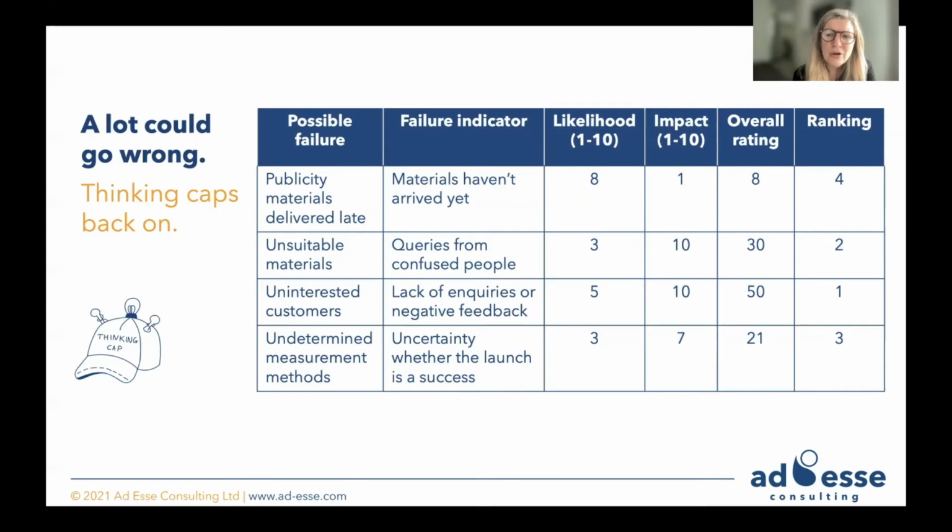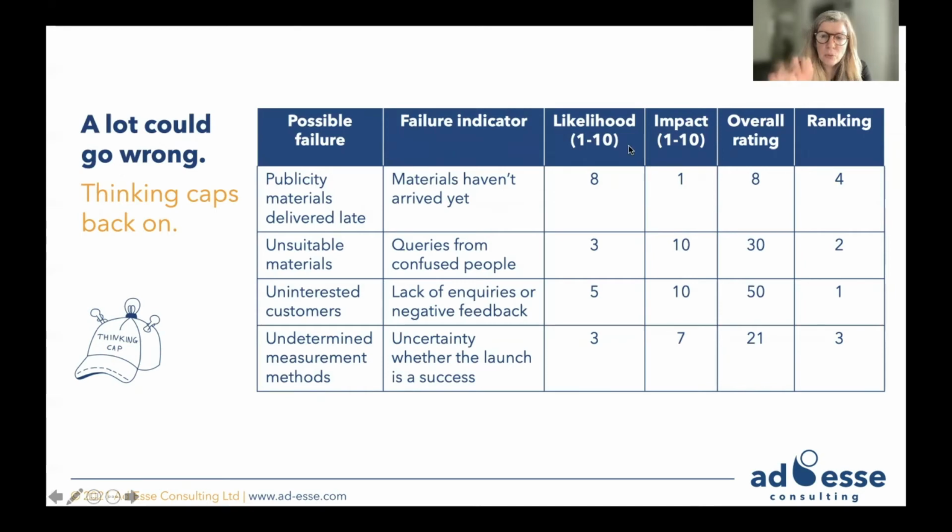And then we take the next 2 columns, likelihood and impact. And we always take them one at a time, all of the likelihoods and then all of the impacts. And for both of those, we're on a scale of 1 to 10. 1 is very small and 10 is very high. So very small impact, very high impact, very low likelihood, very high likelihood.